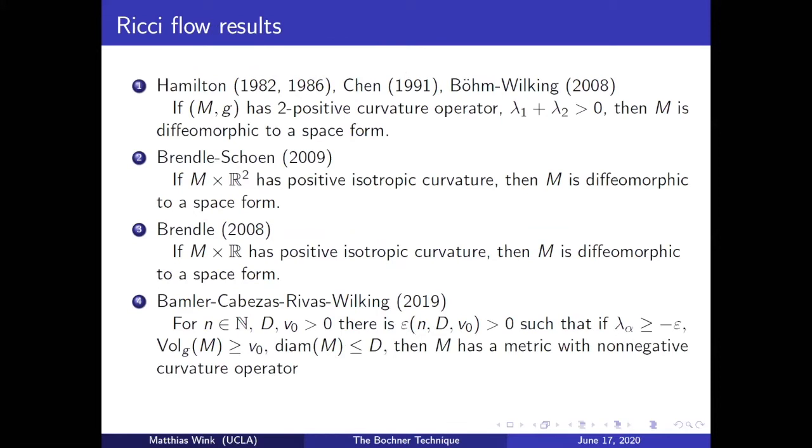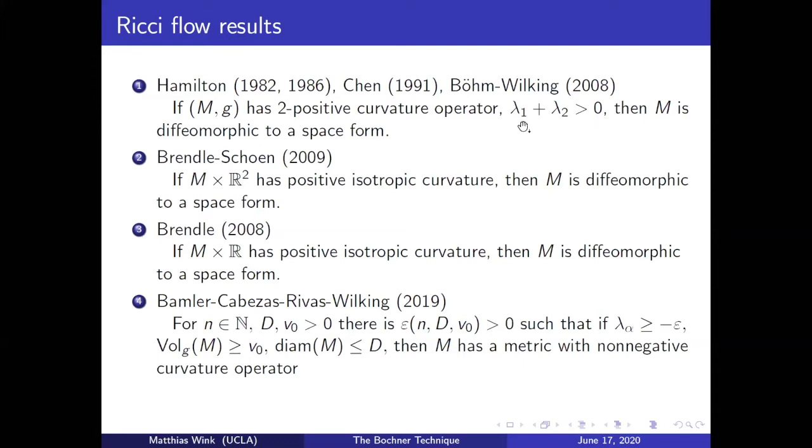Okay, so here we are. The first main result is Böhm-Wilking's result, which is based on work of Hamilton and then generalizes also work of Chen. So what can they show? Okay, they can show that if a manifold has positive curvature operator, then it's diffeomorphic to a space form. More precisely, they can even show that if the first two eigenvalues sum up to something positive, so the manifold has two positive curvature operator, then they can run the Ricci flow on this manifold and it will evolve the metric into a metric of constant sectional curvature.